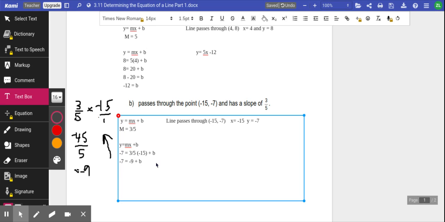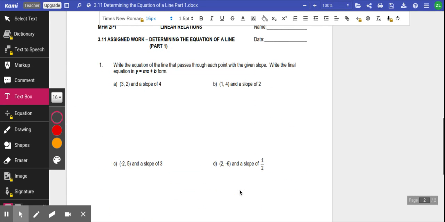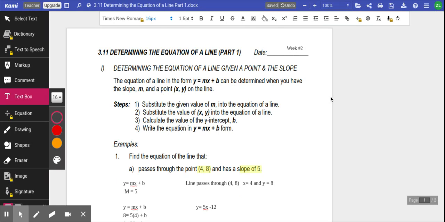So our next step, again, is to bring that negative 9 to the other side and have b by itself. Since it is negative, it will become positive when we bring it to the other side, equals b. Therefore, b equals negative 7 plus 9, equaling positive 2. And then if we go to write this and fill everything in, we'd have y equals, we have our slope of 3 over 5, x, okay, plus we know b is 2. So your job now, guys, is to finish the rest of that and prepare for your weekly assignment.